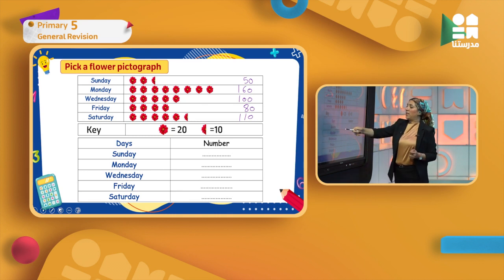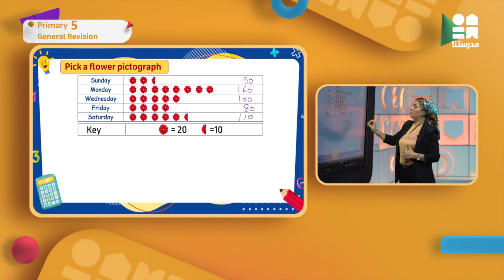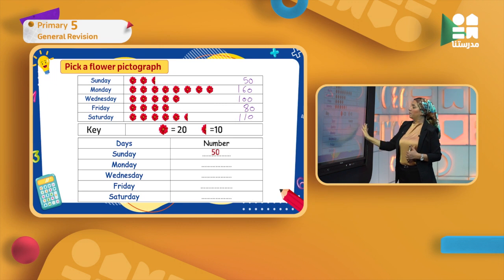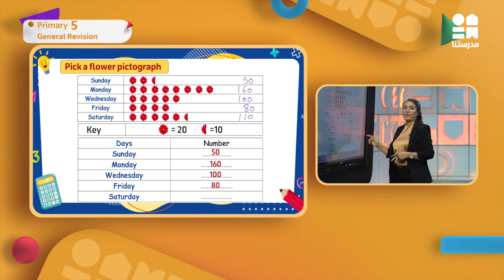Here, how many flowers did we pick on Sunday? 50. We already did it. How many flowers on Monday? 160. It's already done. I'm sorry. Wednesday, how many flowers? 100. Friday, how many flowers? It's 80. Saturday, how many flowers? I have 110.